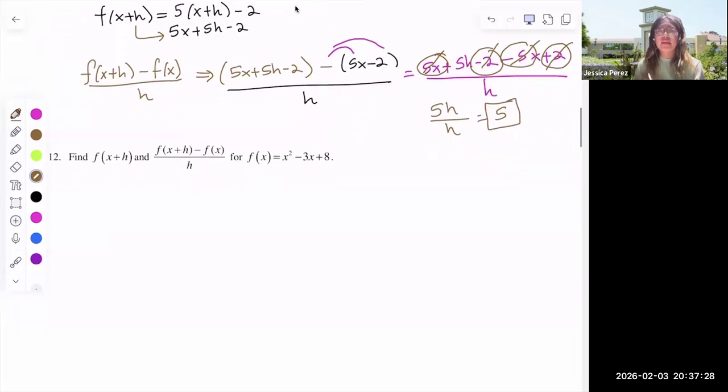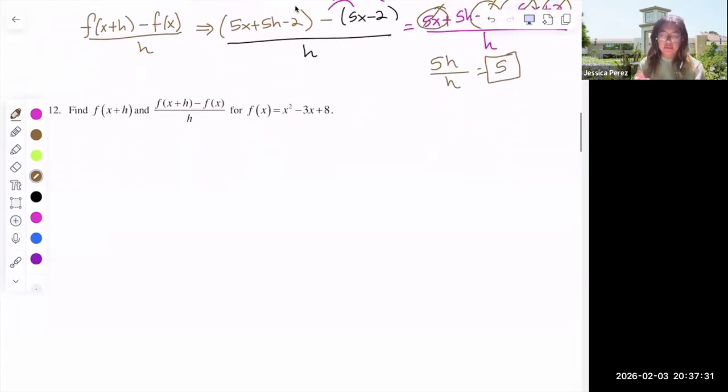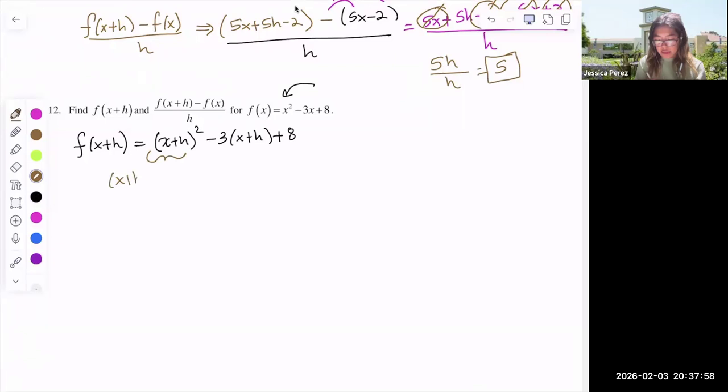Now I'm going to do that same thing, but now with a harder equation. So again, I'll start slow by identifying, well, what's f of x plus h? Again, wherever I see an x, I'm going to be placing x plus h. So looking over here, I have x plus h quantity squared minus 3 times x plus h plus 8. I'm going to have to do a binomial here, multiply. Well, what's x plus h times x plus h, minus 3x minus 3h plus 8, right?